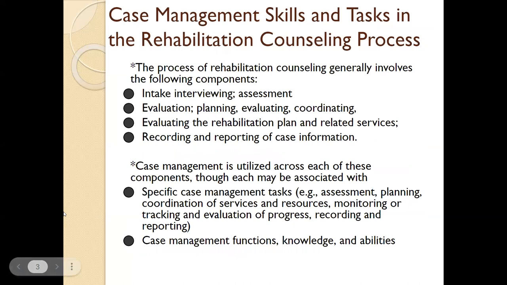The case management skills and tasks in the rehabilitation counseling process involve intake, interviewing, assessment, evaluation, planning, coordinating, evaluating the rehabilitation plan and related services, and recording and reporting of case information. Where I work, as a mental health clinician, we usually do that: intake interviewing to understand the area of concern, the assessment, then develop the treatment plan, evaluation, and planning.